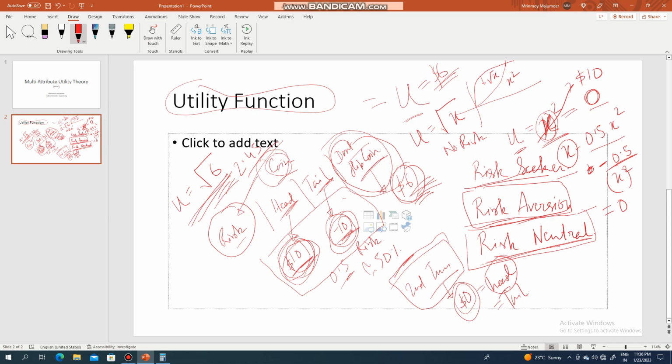Now when you are risk neutral, so this is the risk neutral case. Second term, you will get $0, either you get 8 or 10. So your utility function becomes $0. Right? So it can also be said as u is equal to x.